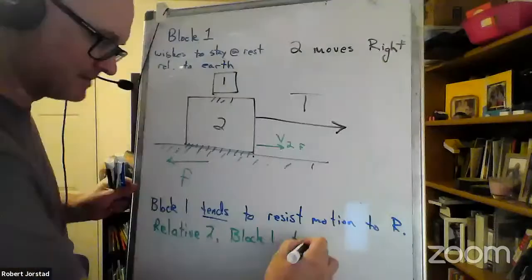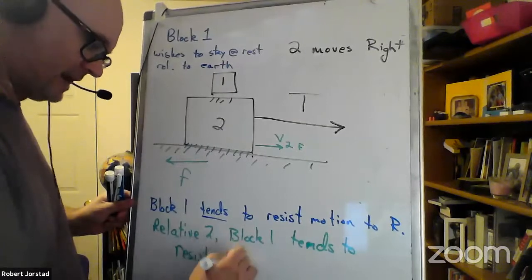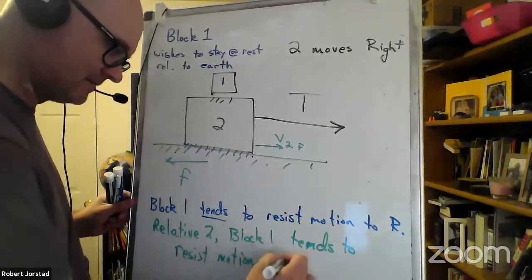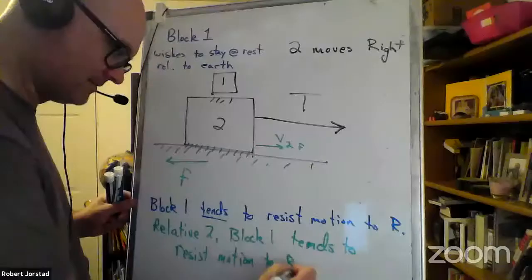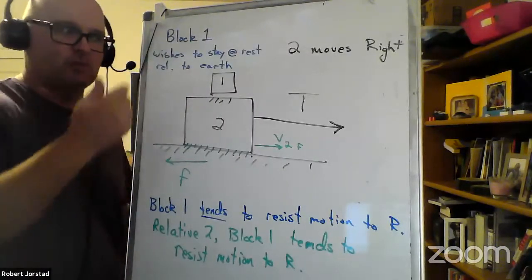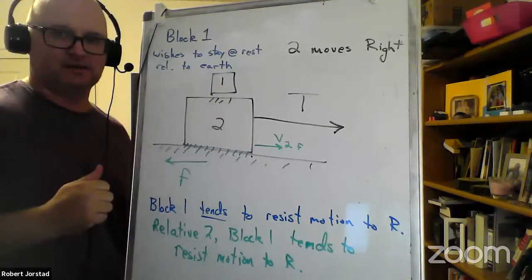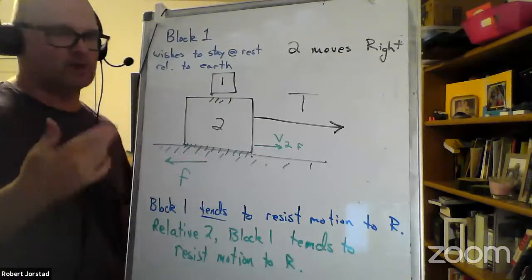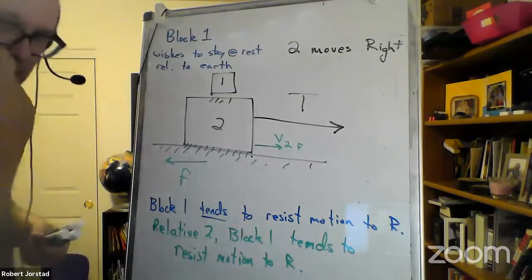Technically, relative to block 2, you can think of block 1 tending to move to the left, though it's not actually moving. It is moving. Which way is it moving? It's moving to the right. Yeah. But it's tending to resist motion to the right. Agreed? Mm-hmm. So like what she's saying, if block 1 had its way, it would move to the left relative to block 2. It doesn't, but it wishes it could. Okay, so what does that tell you, Jay? That tells me that friction between block 1 and block 2 on block 1 is moving to the right.